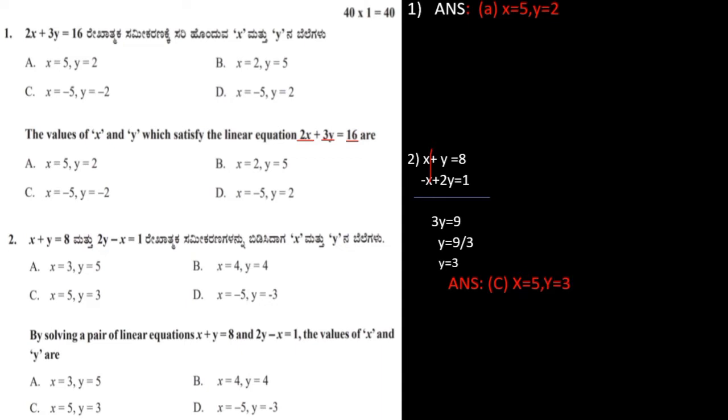If you want, you can check for x also. Now the third one: the standard form of the quadratic equation 3x square is equal to 4 into 5x minus 3 is. Standard form means it is in the form of ax square plus bx plus c is equal to 0. In that form we need to write it.